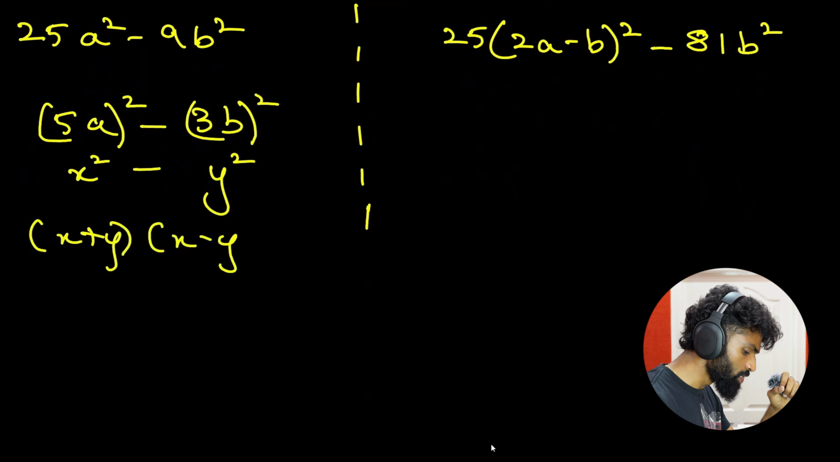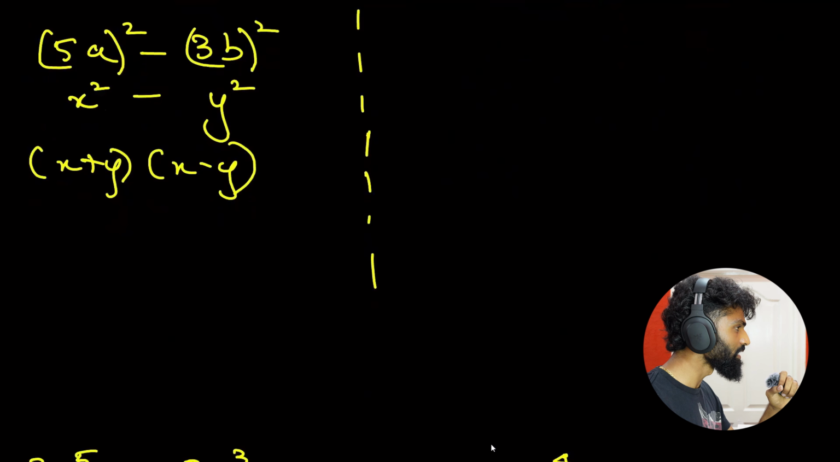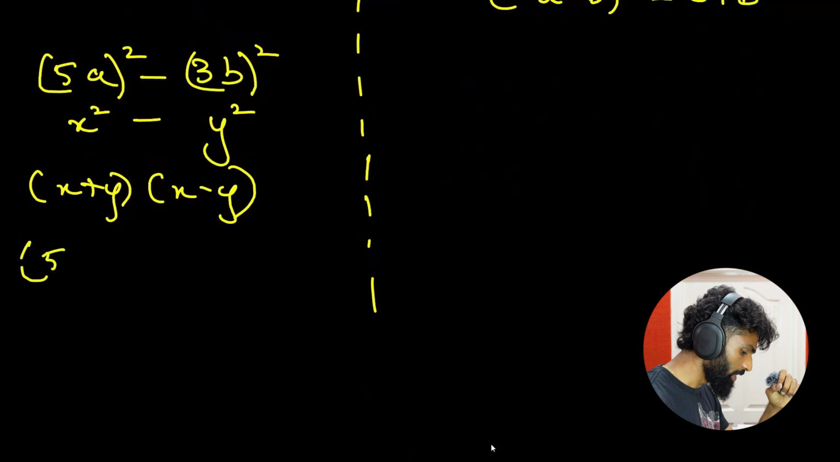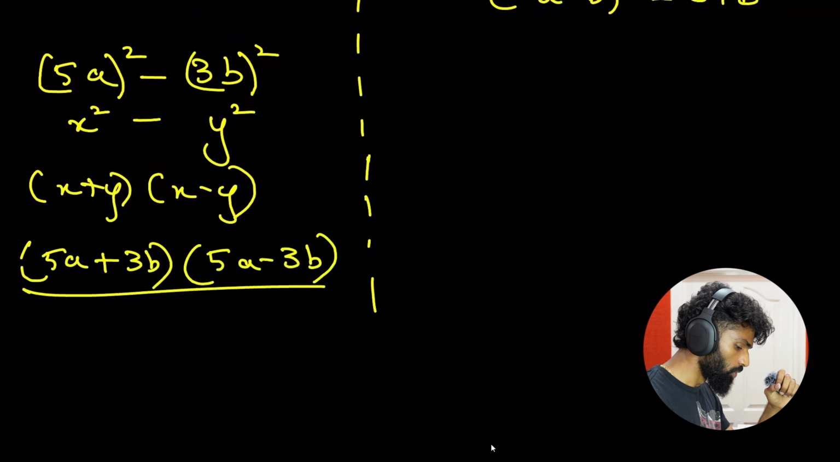In this specific question, the value of x is nothing but 5a. The value of y is nothing but 3b. I'll rewrite the thing according to my form. So it'll be 5a plus 3b, close bracket, open again another bracket. It'll be 5a minus 3b. This is the answer. So what is the hint?